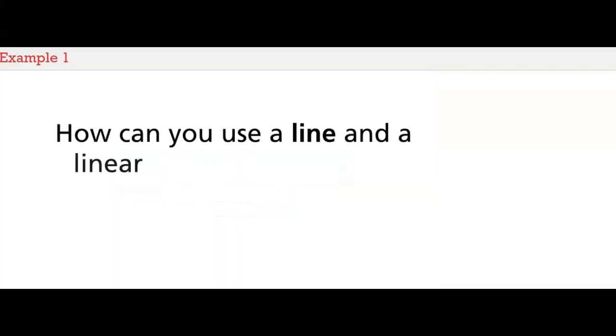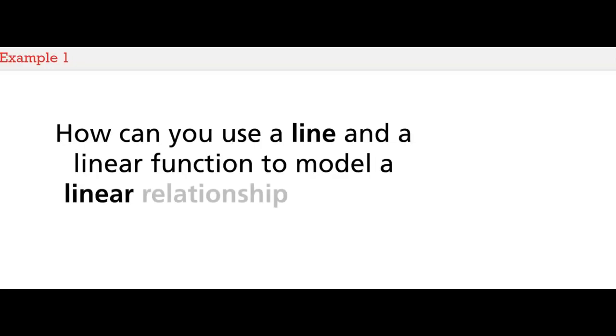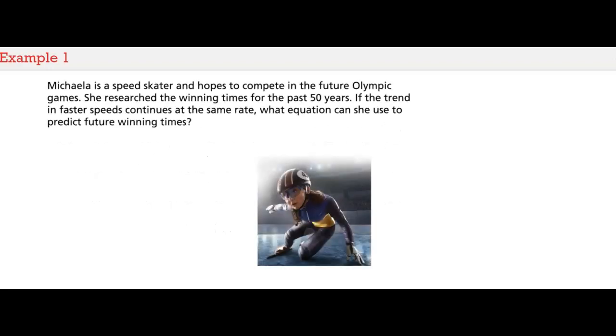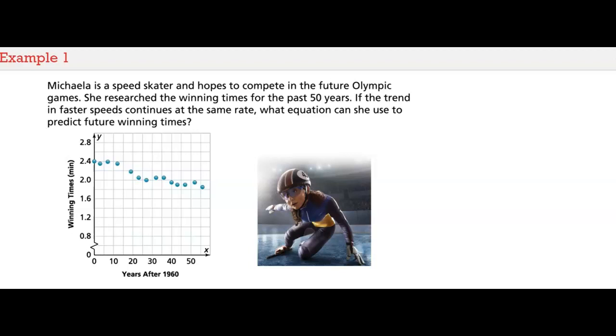Use a line and a linear function to model a linear relationship between data in a scatter plot. Think about this question during the lesson. Michaela is a speed skater and hopes to compete in future Olympic Games. She researched the winning times for the past 50 years. If the trend in faster speeds continues at the same rate, what equation can she use to predict future winning times? What relationship might there be between the two measurements?